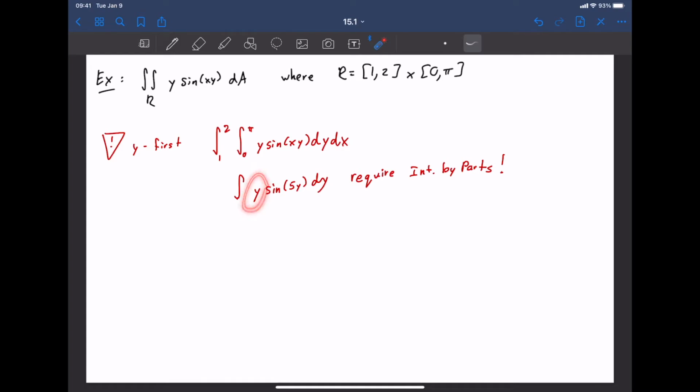Because this guy's a variable, this guy's a variable. Use substitution or just think about what the integral should be here. Oh, that should be like, we need a 5. We don't need a y there. So this is a bad method.